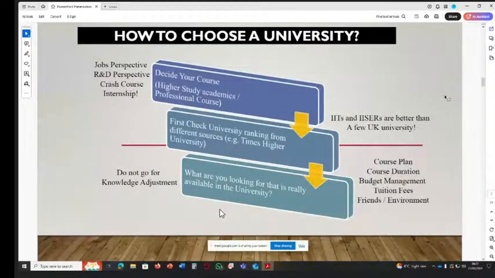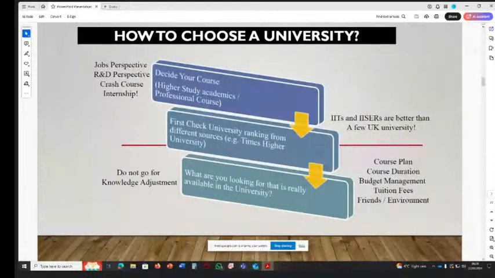So now, how to choose a university? There are a few steps, and I tried to make it a flow chart that will be easier for you. So decide your course first of all: higher study, academic and professional course, what kind of course you want, what the job perspective is, and R&D perspective if you are interested in higher study and research. There are some crash courses and internship programs. You need some course certificate from the UK. They are doing online as well. So just check it out.